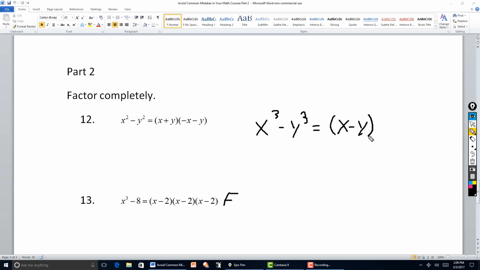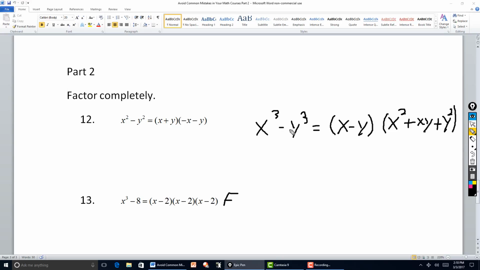Okay, so x cubed minus y cubed factors into x minus y, difference of the cube roots, and then the next factor will be the square of the first root here, and then plus the product of the two roots, in this case x and y, plus the square of the second root, that's y in this case. Okay.